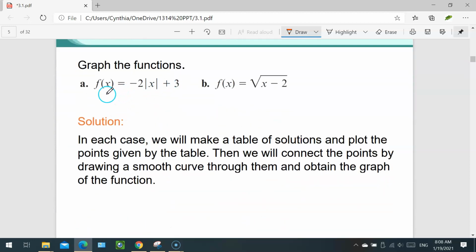Graph the functions. The first function is -2 with an absolute value, so we call this an absolute value function. B is a square root function because it has a square root sign. The first thing you should know is that the absolute value function has a V shape. It could be facing up or facing down, depending on the sign in front of your absolute value. This negative sign gives us that information.